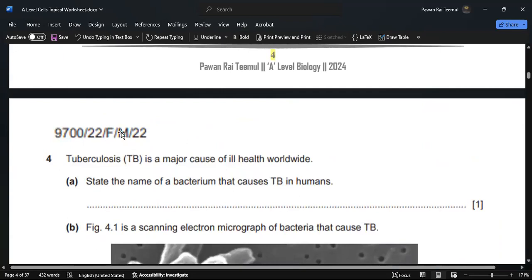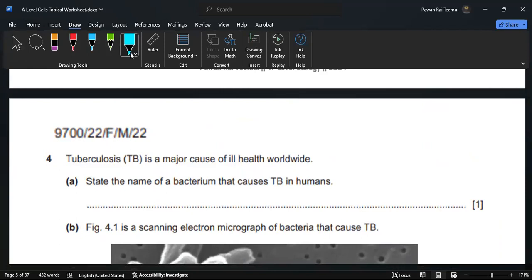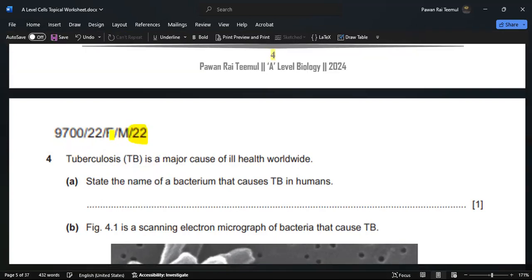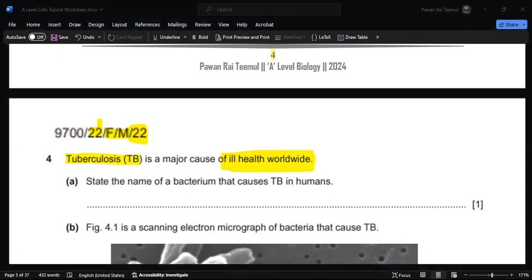Okay, I also added this question. Here you may say, but this chapter we have not yet covered, so why is it here? But anyway, this is February March 2022, the second variant of paper 2. It's talking about TB, tuberculosis, a major cause of ill health worldwide, so it should be more of general knowledge.